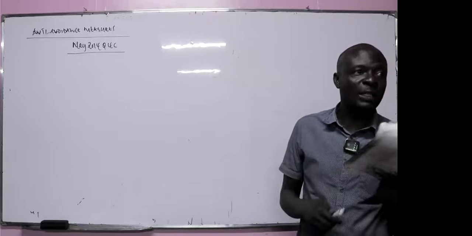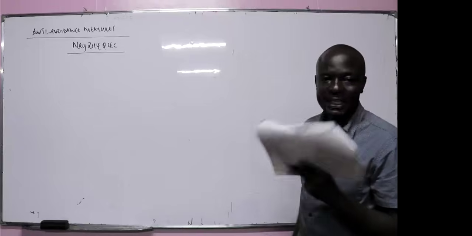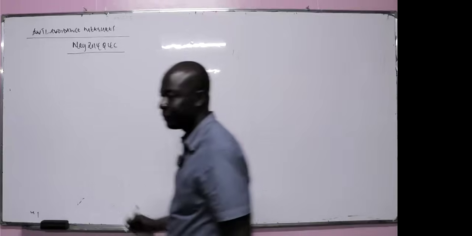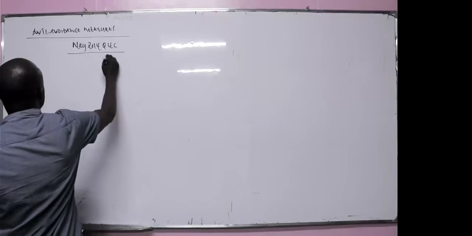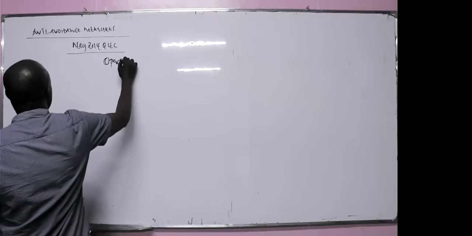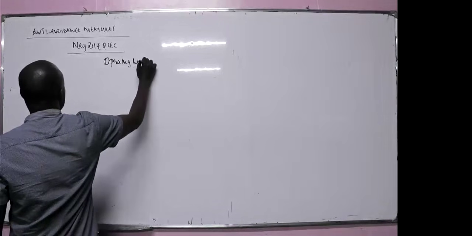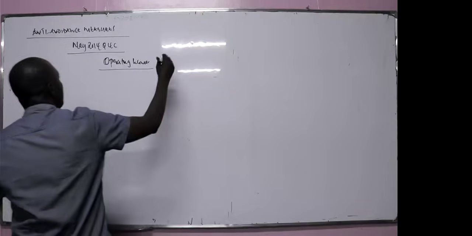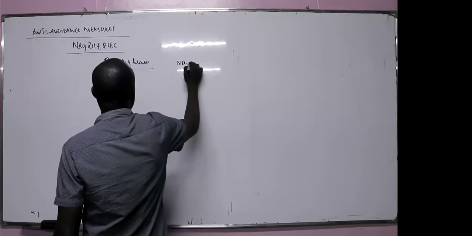So first of all, you list down all the taxable income. So here we have operating income, and this one is non-operating.